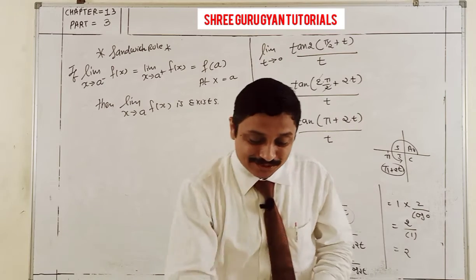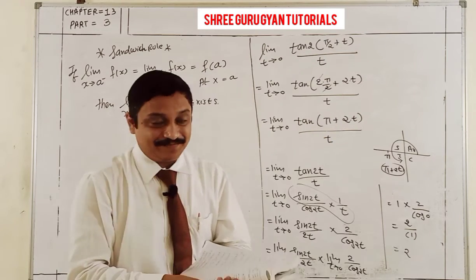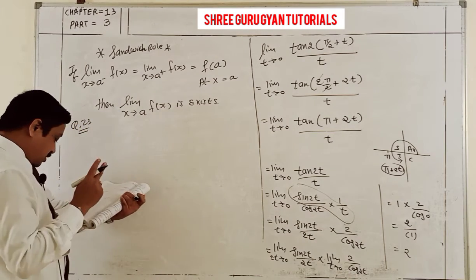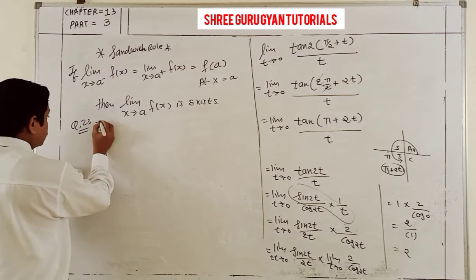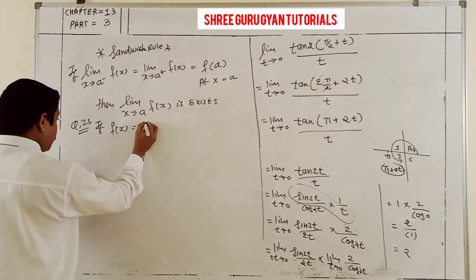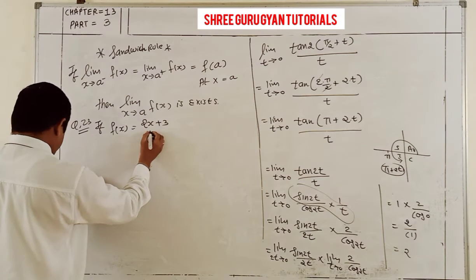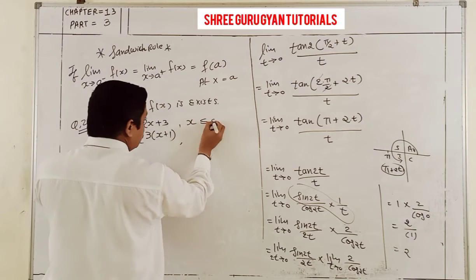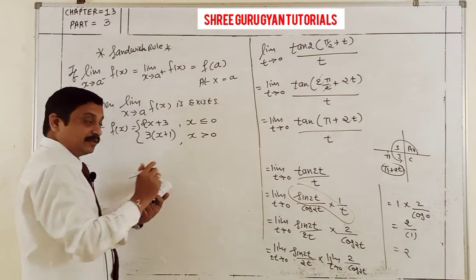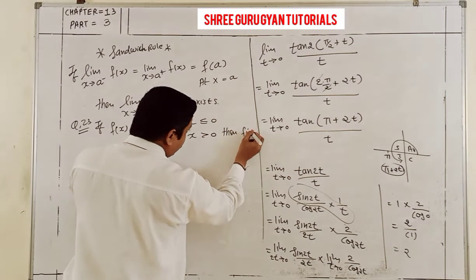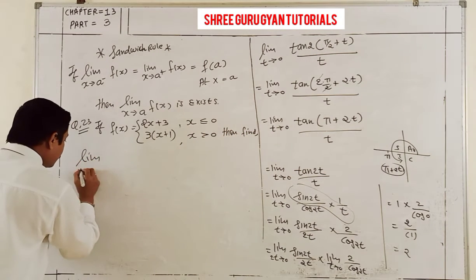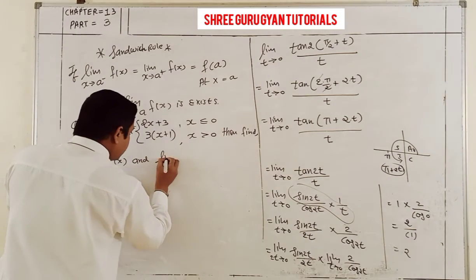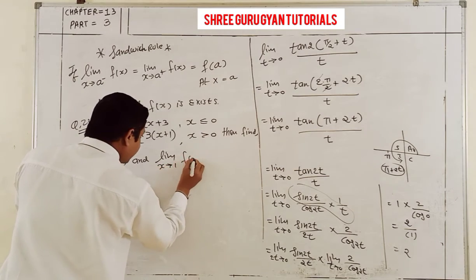And now I will start, students. Question number 23, related to the sandwich rule. So if f(x) is 2x plus 3 and x plus 1, with conditions x less than 0 and x greater than 0, then find limit x tends to 0 of f(x) and limit x tends to 1 of f(x).